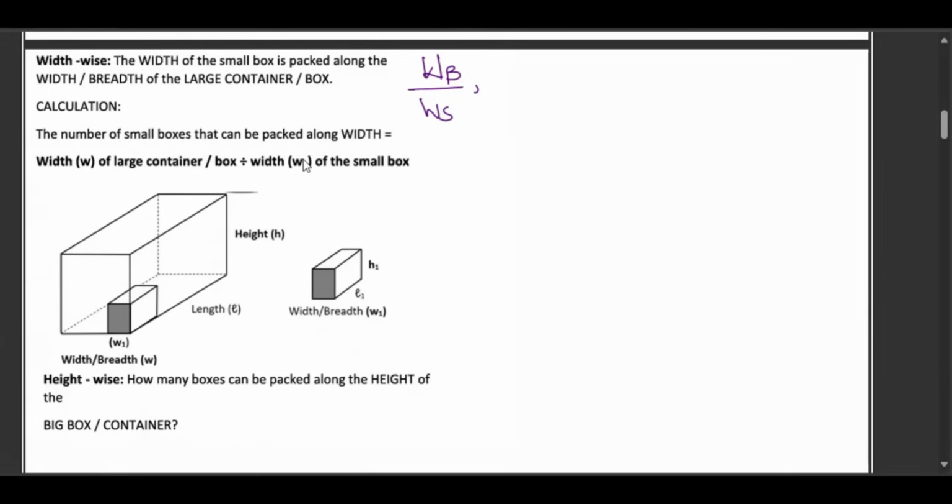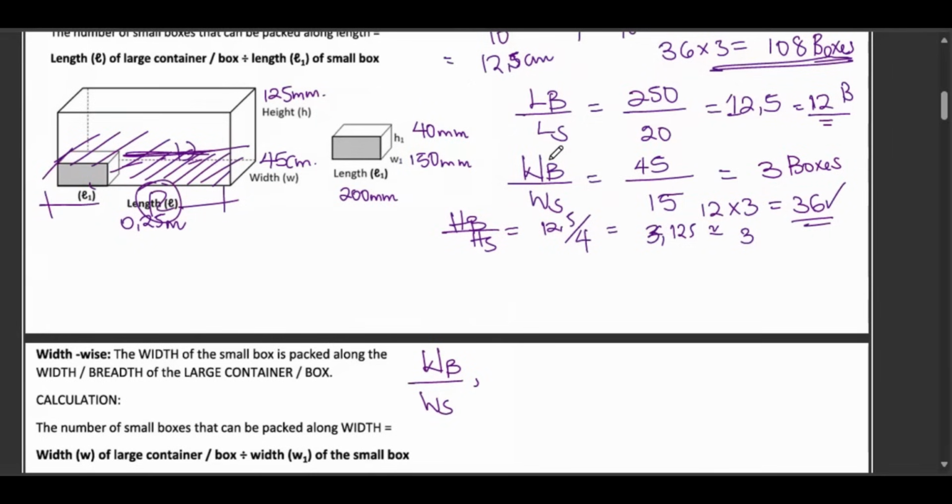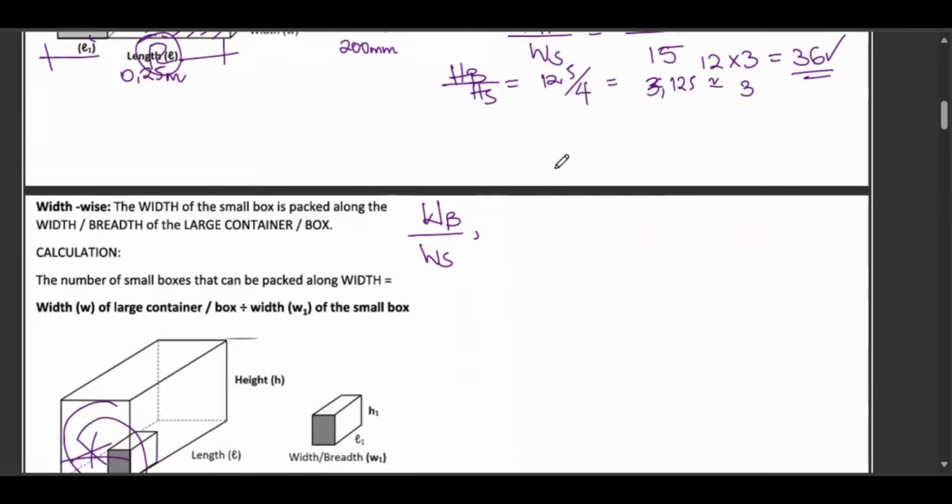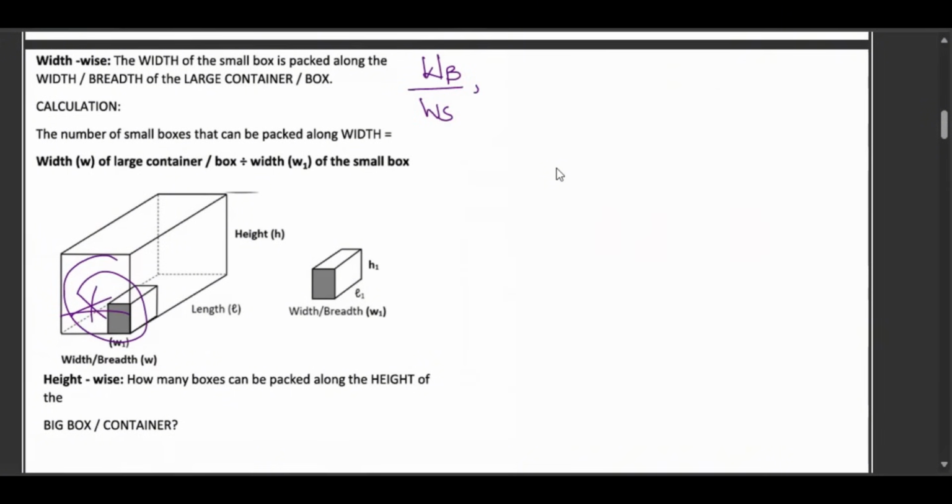And still the same way. Widthwise, we are finding how many feet on the short side, and lengthwise, how many feet on the longer side. Widthwise, how many feet on the shorter side? That is the width of the smaller box versus the width of the bigger box. Then lengthwise, how many feet on the longer side? That is the length of the bigger box versus the length of the smaller box. Then heightwise, it's the layers. How many layers shall we have?